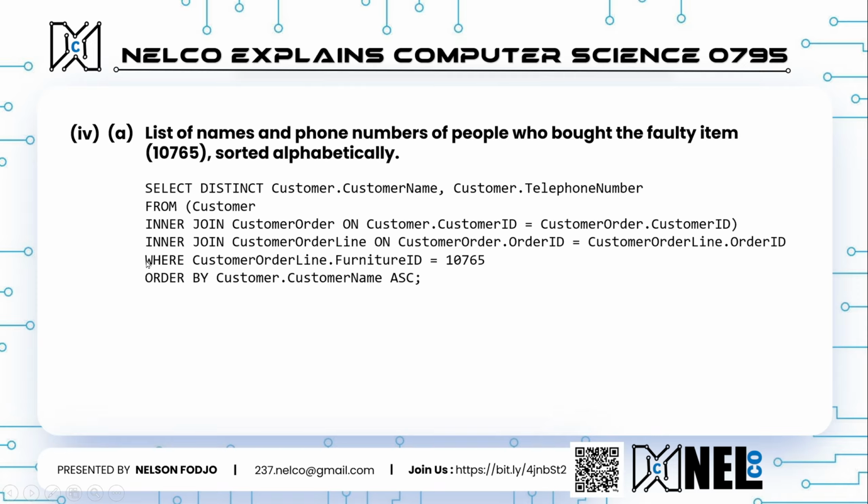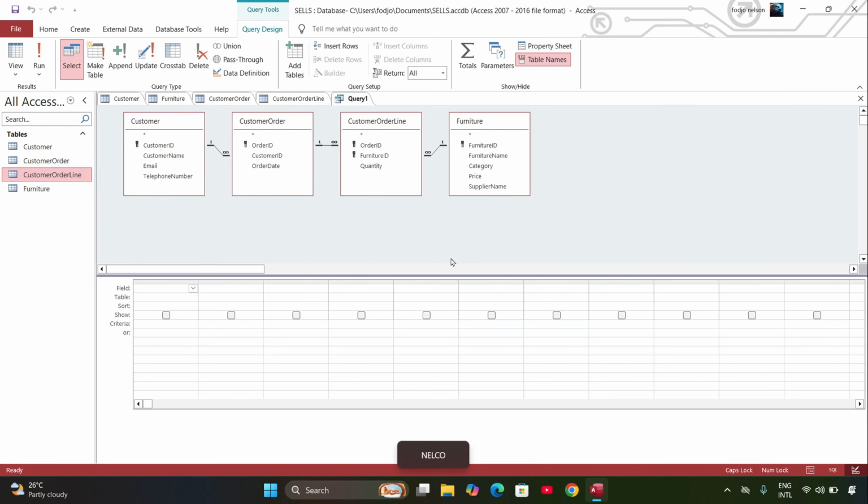We need the name of the person and the telephone number, because we have customer name and customer telephone number, where customer order line dot furniture ID is equal to 10765, order by customer name ASC, meaning arrange in ascending order. So you can type that here in the SQL view.